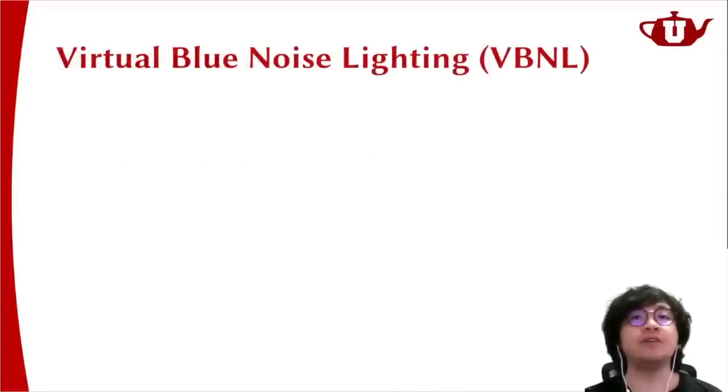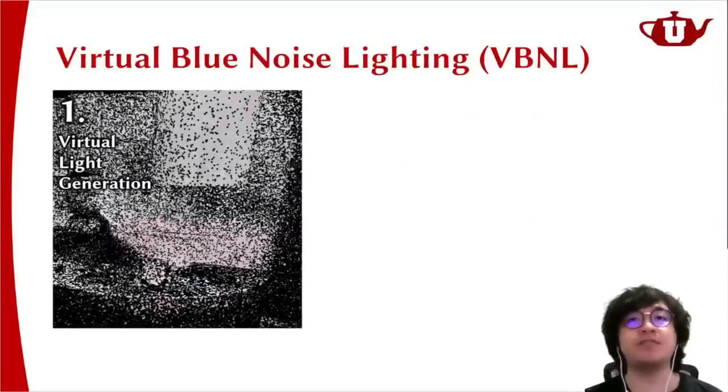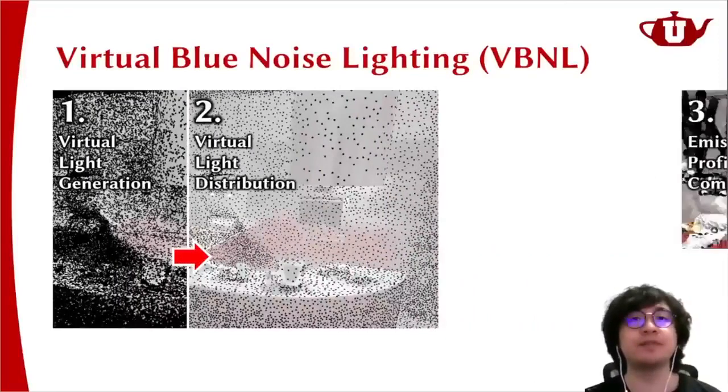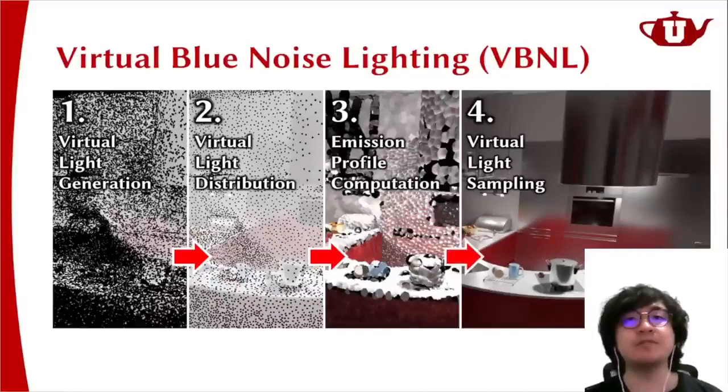Here is an overview of our virtual blue noise lighting, VBNL, method. It begins with generating initial candidates from the camera. Then it performs parallel adaptive sample elimination for blue noise distribution. The next step is computing the emission profiles by tracing photons. Finally, we sample the virtual lights during rendering. I'm going to explain these 4 steps in this order.